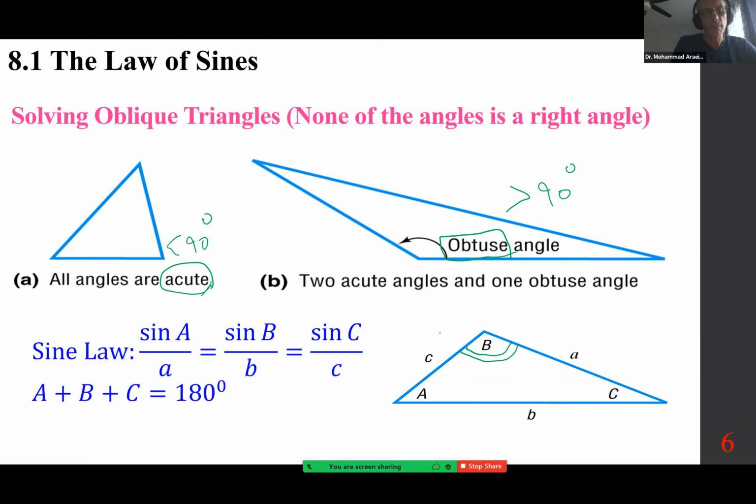And the sine law, or the law of sines: sine A over a, sine B over b, sine C over c, they are identical. Where lowercase a, b, c represent the sides, and uppercase A, B, C represent the angles, or the vertices of the triangle. Needless to say, A plus B plus C must always be 180 degrees, and we take it from there.